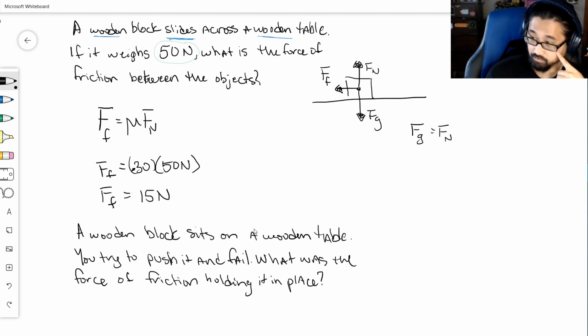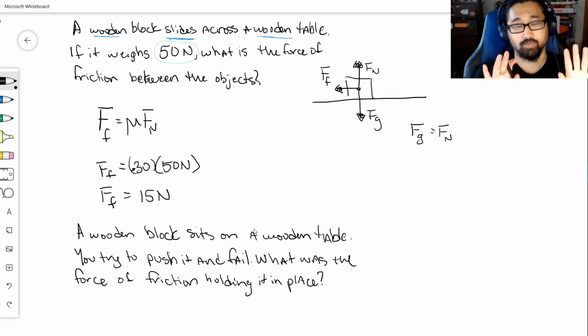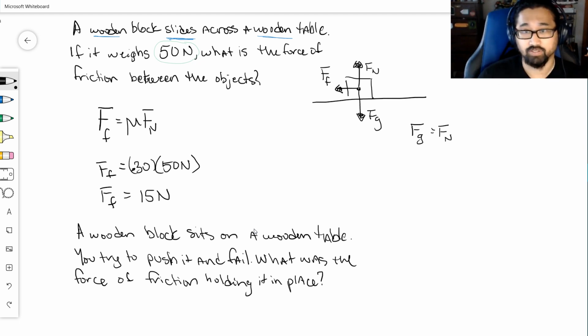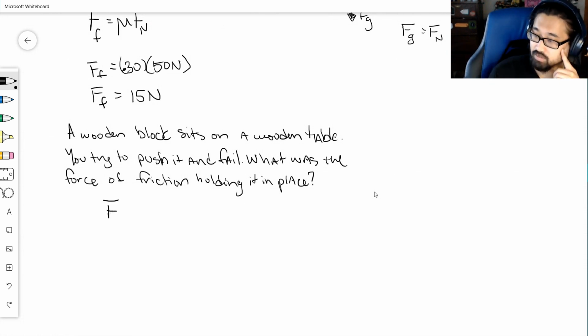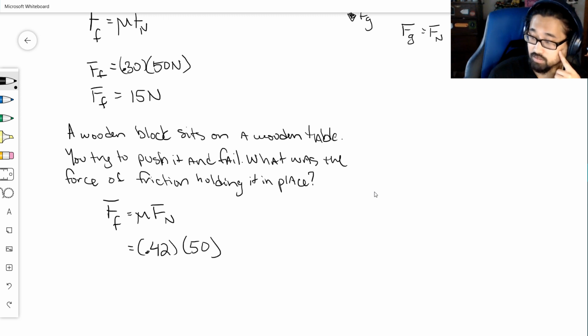So I have basically the same situation, except now we're trying to push, but we're failing because the force of friction is preventing us from moving it. It is not moving this time. You try to push it and fail. It's sitting on the wooden table. So this time it's static. So I'm going to have the same basic equation: force of friction is mu times the normal force, but this time I'm going to use the static coefficient of friction because I didn't see that it was moving. And when I do that math, I would get 21 newtons.